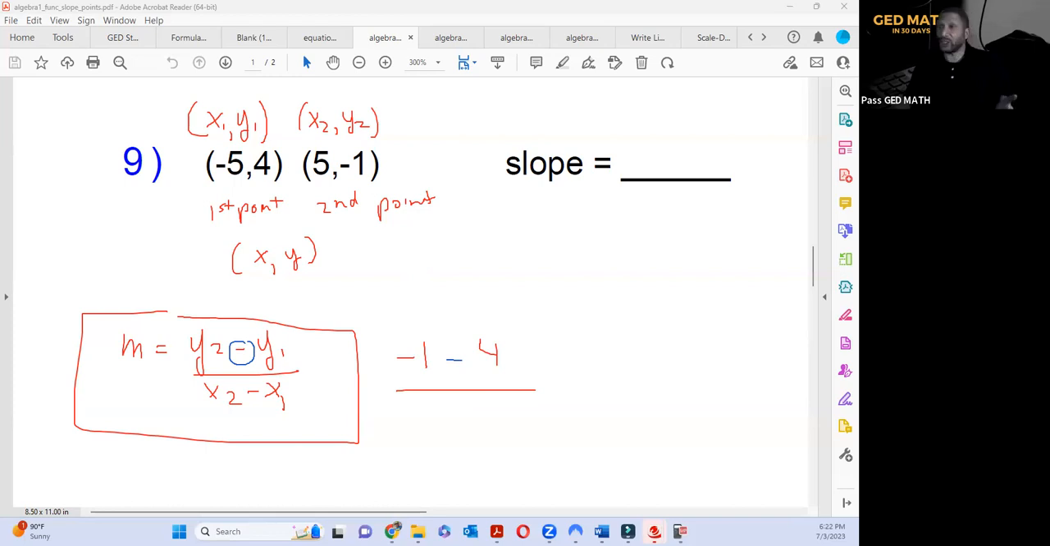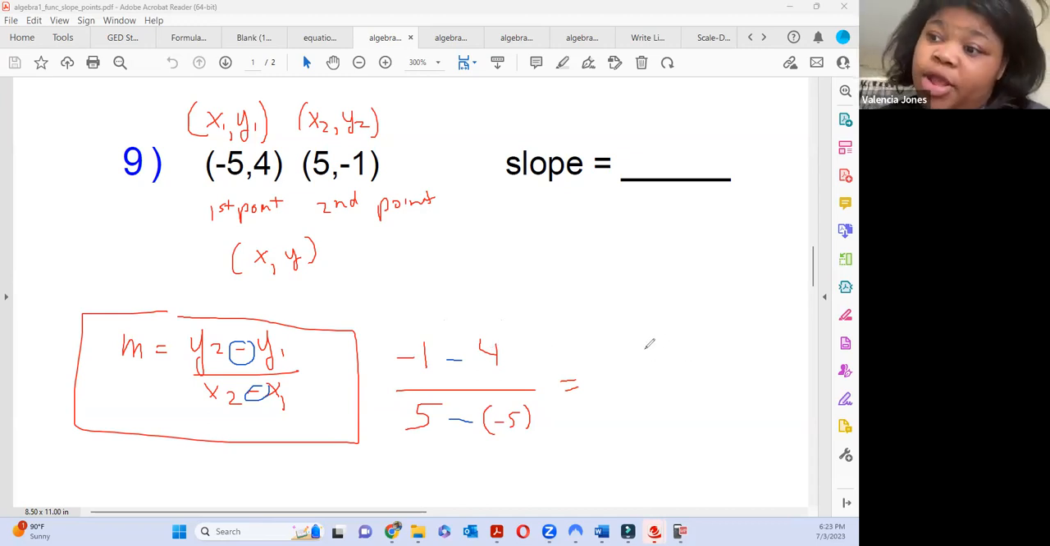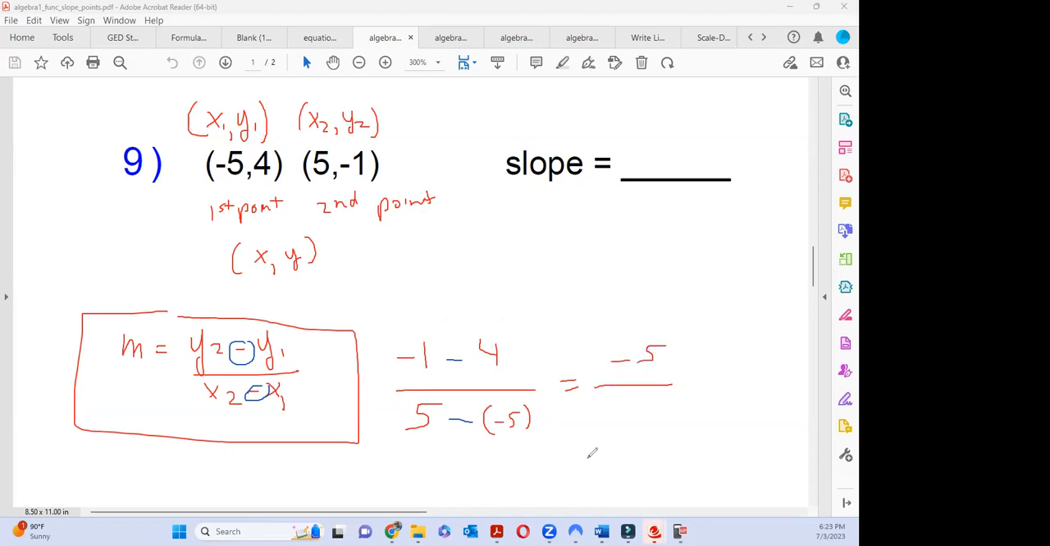Then I'm going to come down to the bottom. X2 is what? X2 is 5. And then I'm going to put my minus sign from the formula. Now, what's my X1? -5. So again, what did I tell you? When it's negative, put it in parentheses. Now, what is -1 minus 4? It's -5.